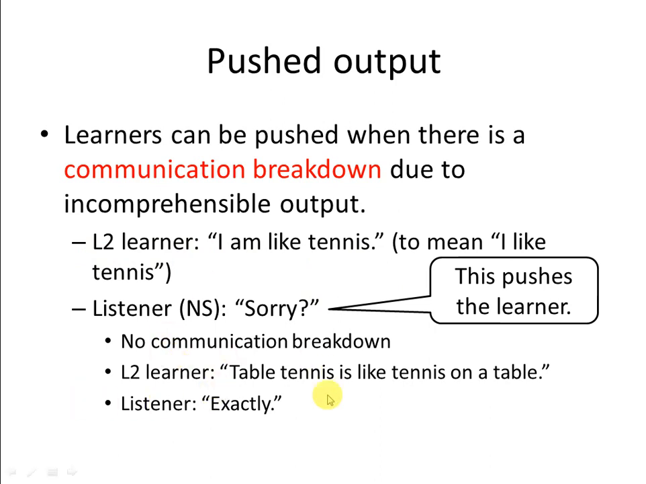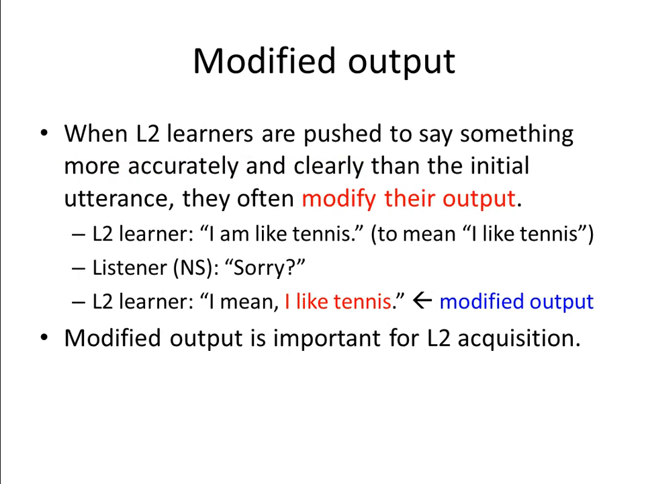But of course, if the learner says, "Table tennis is like tennis on a table," here there is no grammatical mistake, I hope. And the listener might say, "Oh, exactly," and there is no communication breakdown. So in this case, the second language learner is not pushed at all. But that's not enough for second language acquisition to take place.